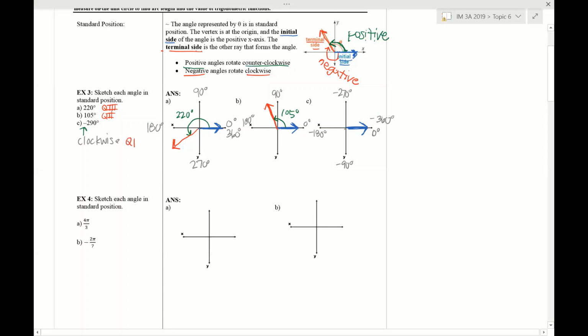So I'm going to draw my terminal side a little bit closer to 270 than it is to 360. And since it's a negative angle, my arc is going to go the opposite direction. So this is going to represent negative 290 degrees. Okay, so that's drawing an angle in standard position.